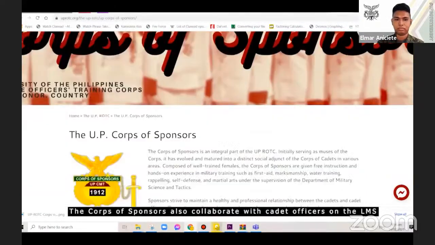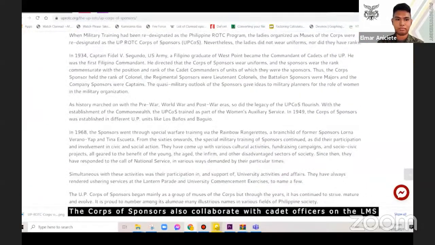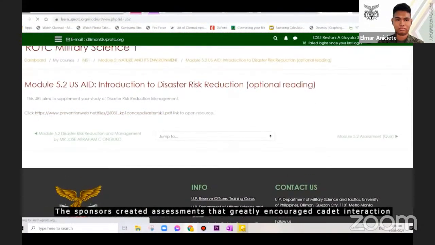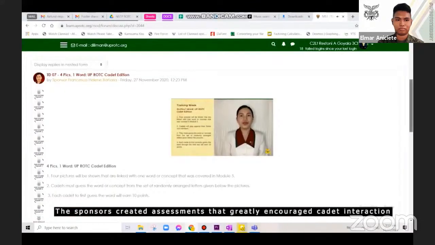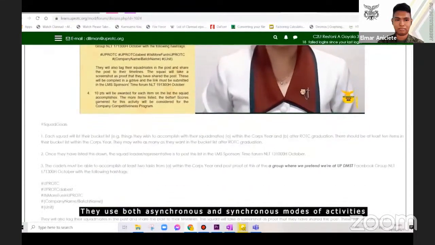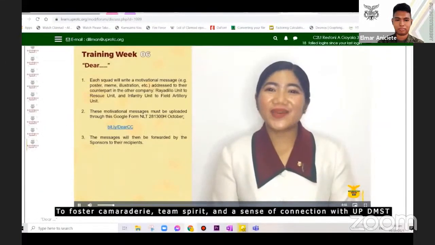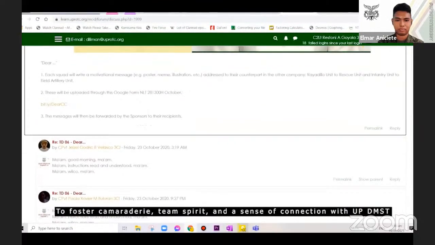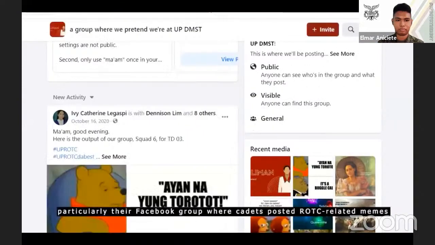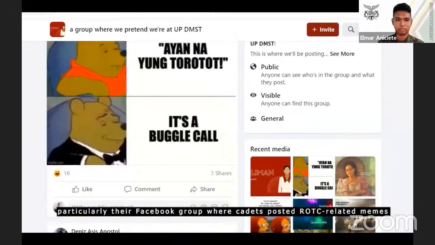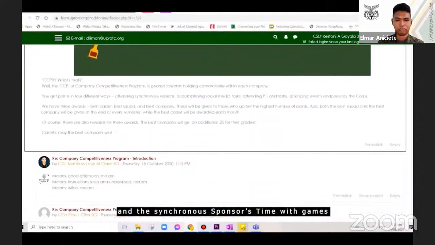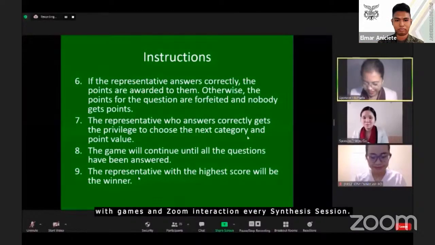The Corps of Sponsors also collaborate with cadet officers on the LMS to cover the NSTP common modules. The sponsors created assessments that greatly encouraged cadet interaction. They use both asynchronous and synchronous modes of activities to foster camaraderie, team spirit, and a sense of connection with UP DMST. Particularly, their Facebook group where cadets posted ROTC-related memes and the synchronous sponsors time with games and Zoom interaction every synthesis session.